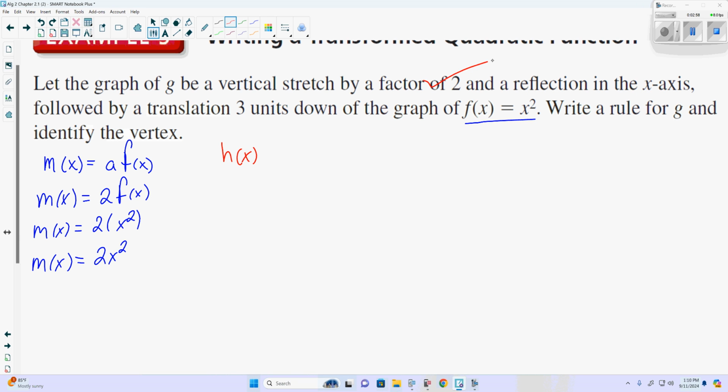Next one's a reflection in the x-axis. For our reflection in the x-axis, it was negative f of x when we applied it to f of x. But since we're not applying it to f of x, we're applying it to m of x. It's just going to be negative m of x. We're distributing a negative through the function. So, h of x. Well, what is our m of x? It is 2x squared. Now we can apply that negative to it, which tells us that it is negative. We multiply it through, well, there's only one term, so it just makes it negative 2x squared.